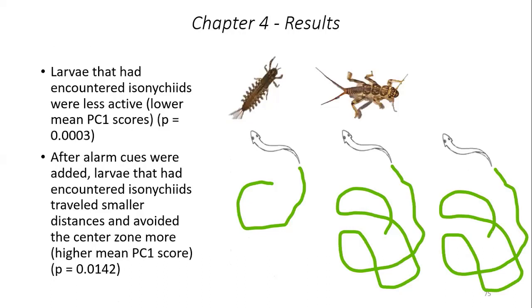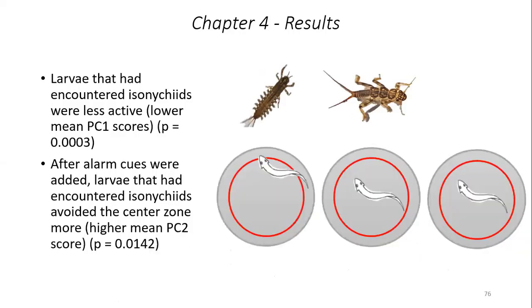So for both of these, I saw that the fish that had encountered isonychiids actually stood out from the other 2 treatments. To start off with, they were significantly less active than those from the other treatments. And then after the alarm cues were added, the larvae that had encountered isonychiids avoided the center zone more. So they were choosing to stay more along the edge of the Petri dish.